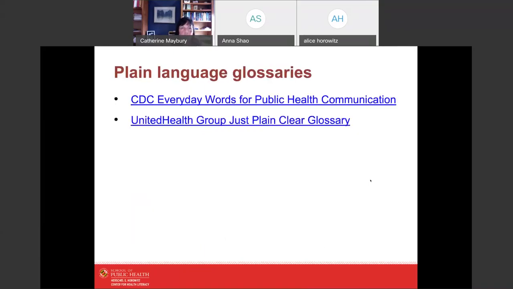To help you in your work with oral communications, there are two plain language glossaries, and they're both great. One is CDC's Everyday Words for Public Health Communication, and the other is a glossary from United Health Group called Just Plain Clear, which has thousands of medical and technical terms that have alternative, plain language words. It's really very helpful as we craft our communications.